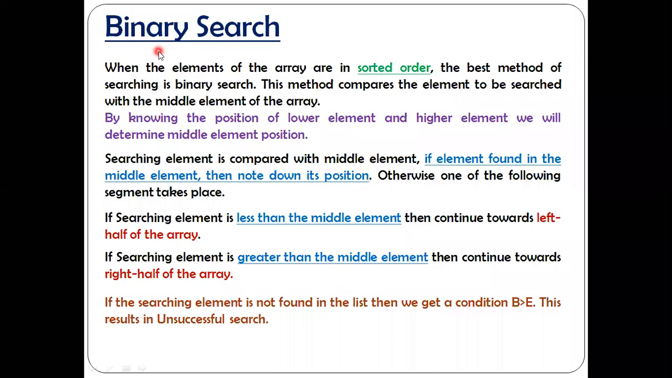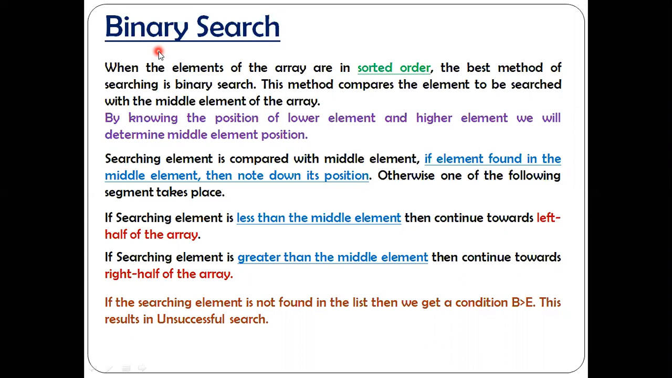Hello students, in this video, we'll study the second searching algorithm called binary search. In our previous video, we studied the first searching algorithm called linear search. In order to search an element using linear search, the elements may be in any order, which may be increasing order, decreasing order, or random order.